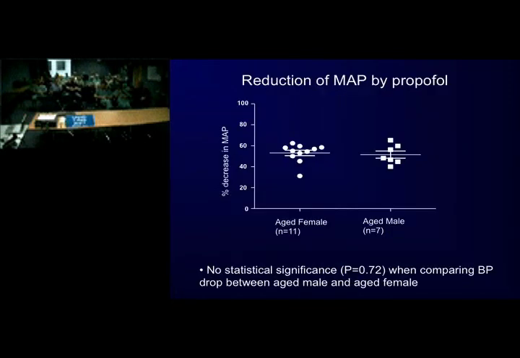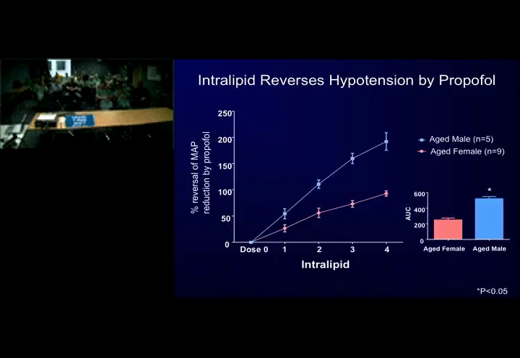The first thing we noticed was that between the aged male and female, there was no significant difference in the reduction of blood pressure when we gave them propofol. However, there was a differential response in the reversal of hypotension by Intralipid. On the y-axis here is percent reversal of mean arterial pressure reduction by propofol, and on the x-axis is increasing doses of Intralipid. The blue is male and the pink is female, and on the right is the summarized data as area under the curve.